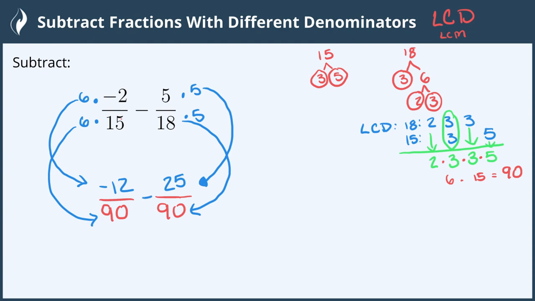Now that I have my two equivalent fractions, I can go ahead and change this to add the opposite so that I can go ahead and add those two negative numerators together. -12 plus -25 gives us -37. And when I'm adding and subtracting, the denominator stays the same, the one that we worked so hard to get, now that they have the common denominator. And so our answer is -37/90, and we're all done.